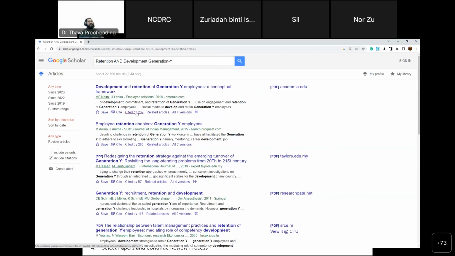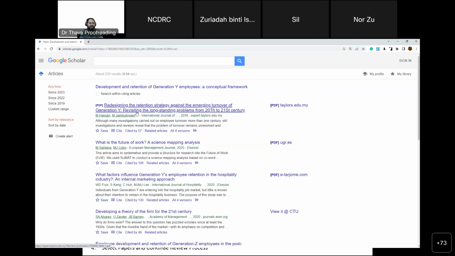Why? Since this paper was published in 2018, I want to see what people have done since this paper was published, because then only I will know the progress. Then only I will know the chronology of the story. Then only I'll be able to propose my solution. Otherwise, what am I supposed to propose if I don't know what had been done? This is what we call the literature review technique. You click that, and now you get all the latest papers.